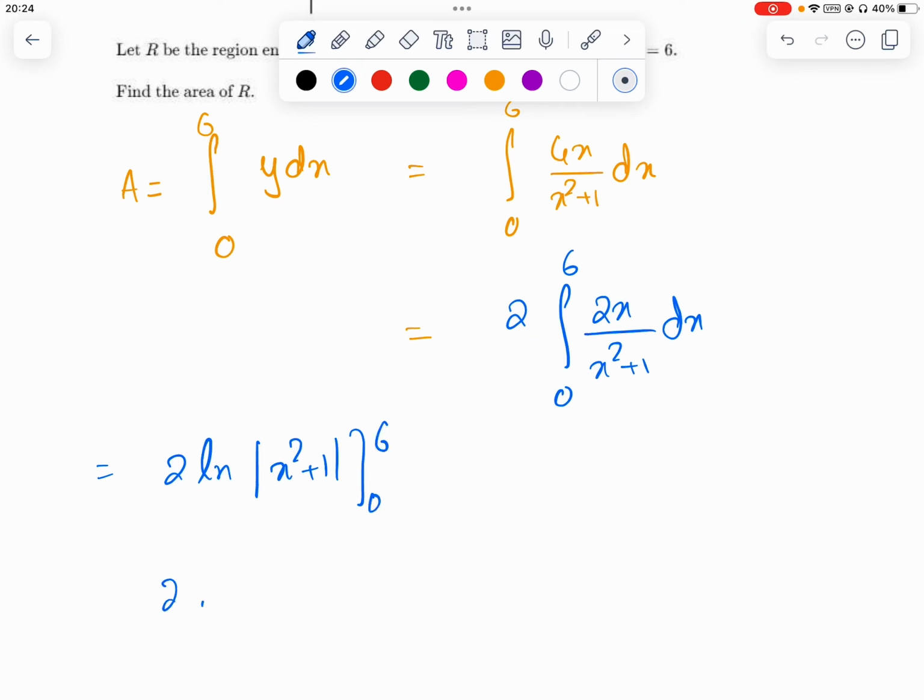So apply the limits. 2 ln of 6 square plus 1 is nothing but 37. Then minus ln of 0 plus 1, which is 1. So ln 1 is 0. So the answer is going to be 2 ln 37.